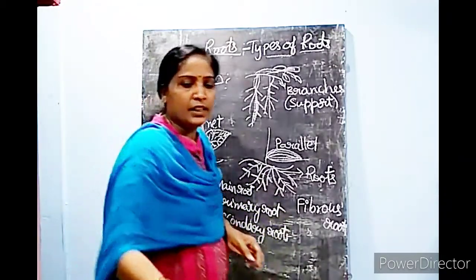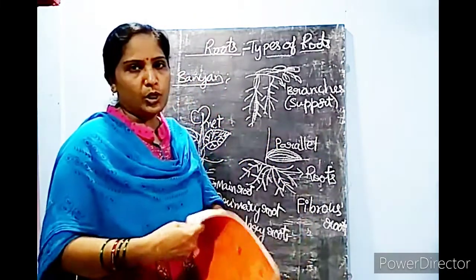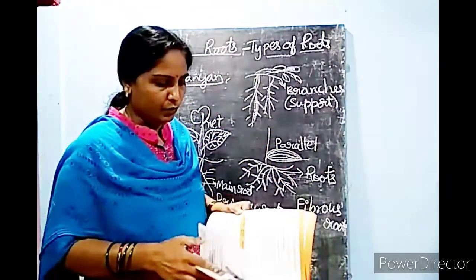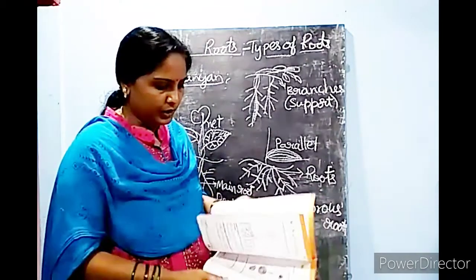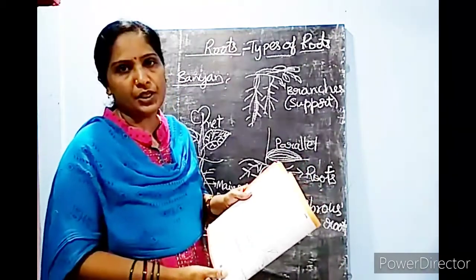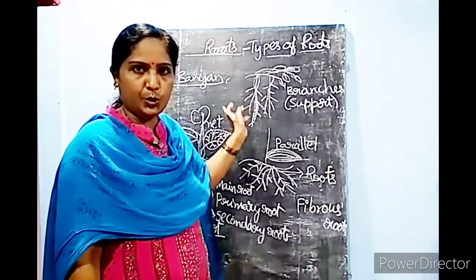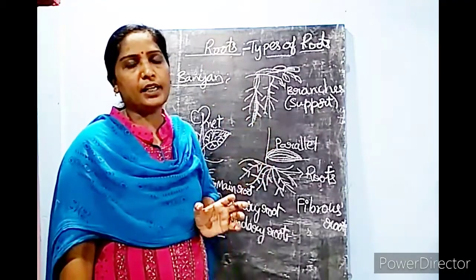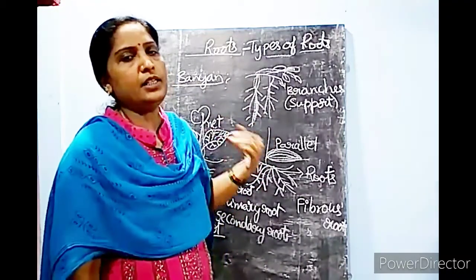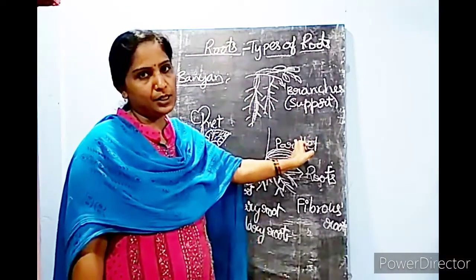So after understanding this, you do it in your volume book. In your volume book, complete page numbers 21 and 22, children. This is nothing but the activities we did in today's class. Draw those diagrams and write the importance of roots and how the roots of the banyan are different from the other roots.